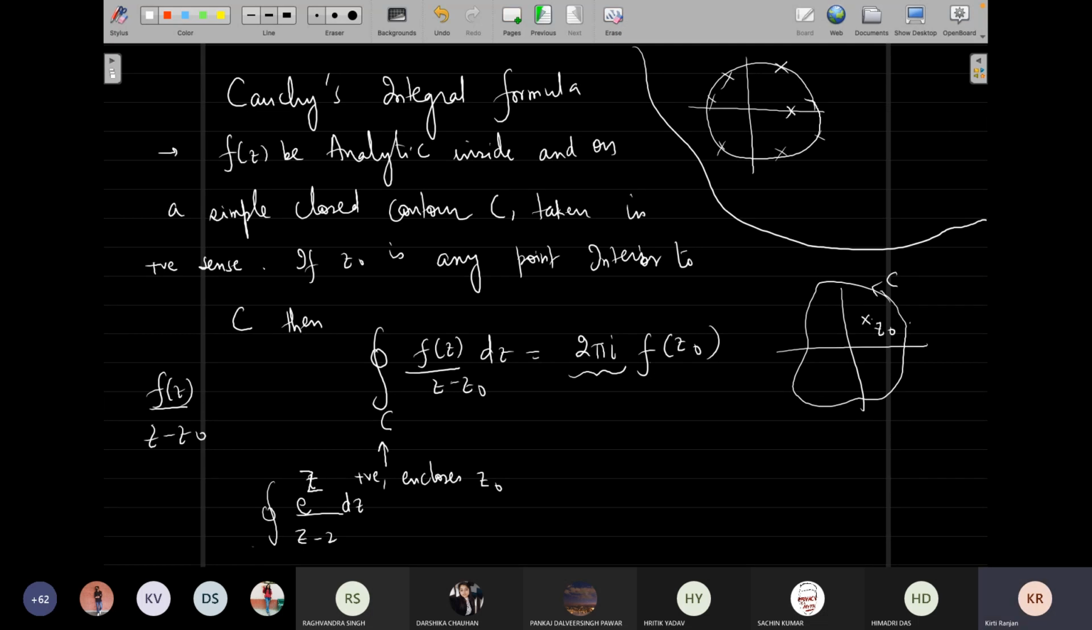Okay, the integral of z over z minus 2, dz, where C is any positively oriented contour enclosing z equal to 2. If I ask you what is the result of this? 2 pi i e to the power 2. And how, I mean, you spoke very fast. How did you do that?